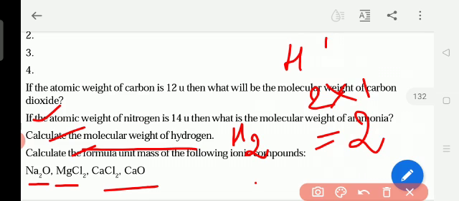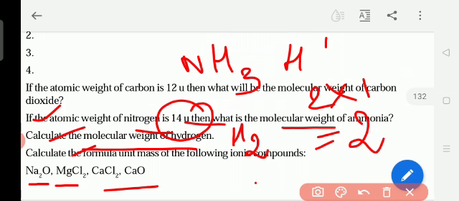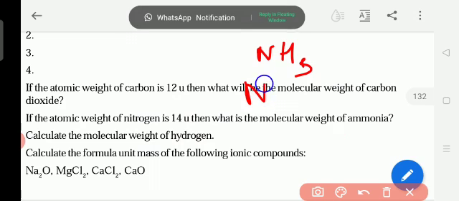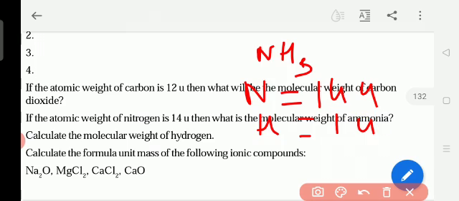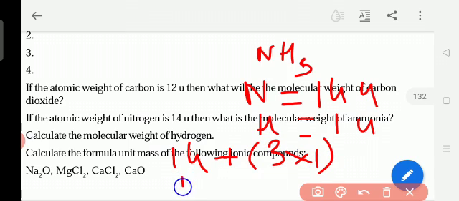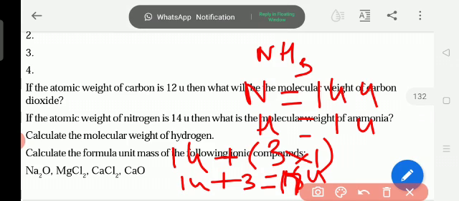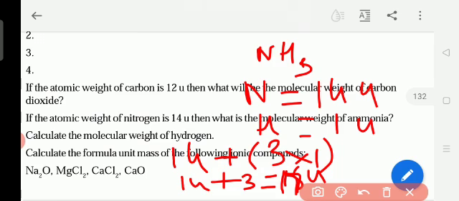Like that. So if the atomic weight of nitrogen is 14 u, what is the molecular weight of ammonia? Ammonia formula is what? NH3. Like this you have to do. First you write NH3. Then nitrogen atomic weight is how much? 14 u. And hydrogen weight is how much? 1 u. So here NH3, 14 plus 3 hydrogens are there, 3 into 1. So 14 plus 3 into 1, 3, is equal to 17 units. So like this you have to write. Find out and write for all these things.